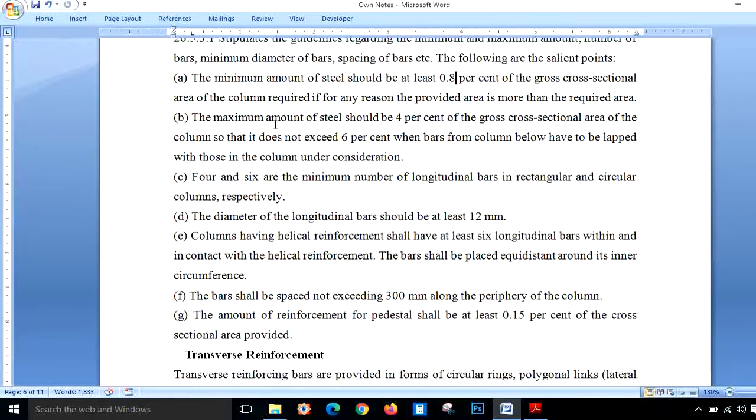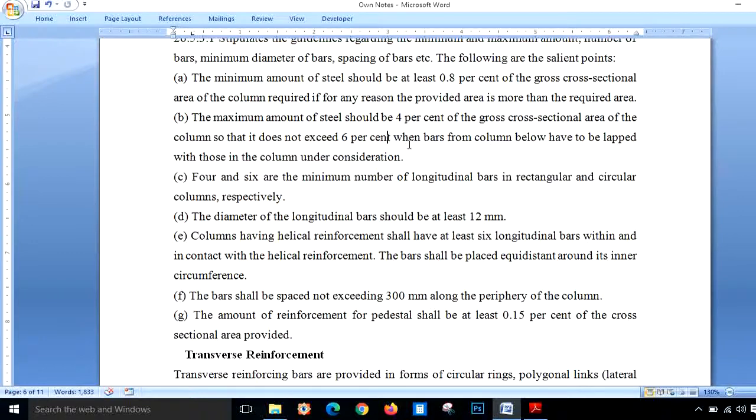So you can see the maximum amount of steel should be 4% of the gross sectional area. The minimum is 0.8%. Remember, it is 0.8%, so don't get confused. Maximum is 4%. Wherever the column bars are getting lapped, there 6% is allowed.